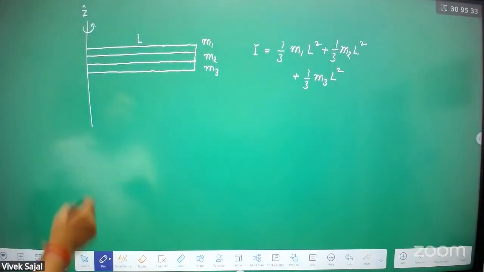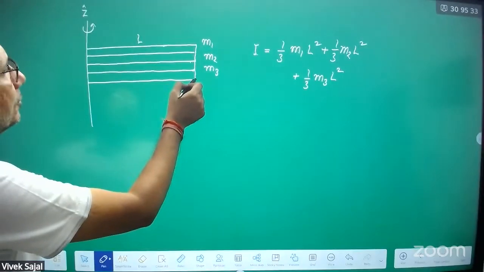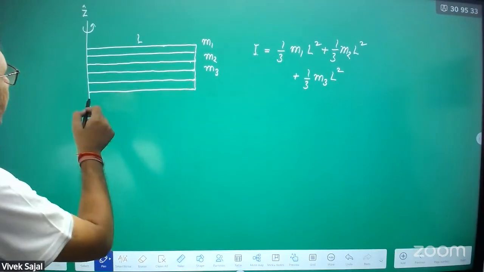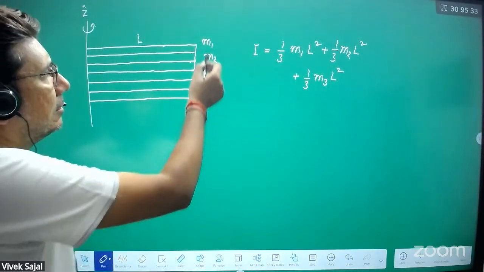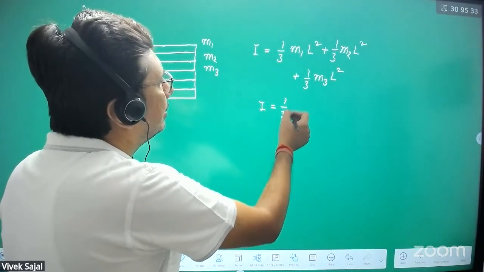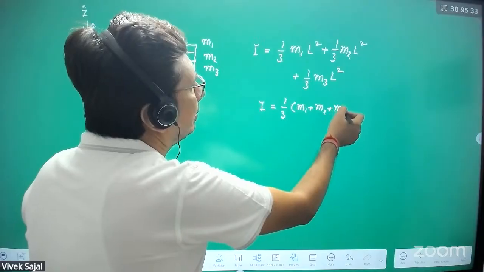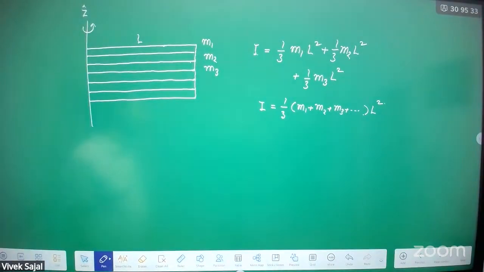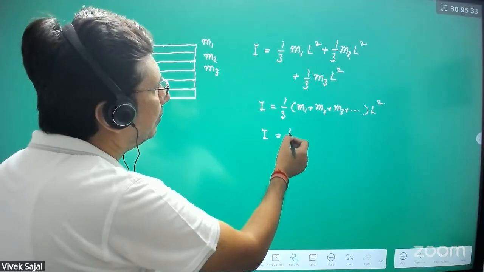I continue to add different rods and form this type of structure. So what will the total moment of inertia be? That will be 1 by 3 times M1 plus M2 plus M3, and it will go on, times L square.